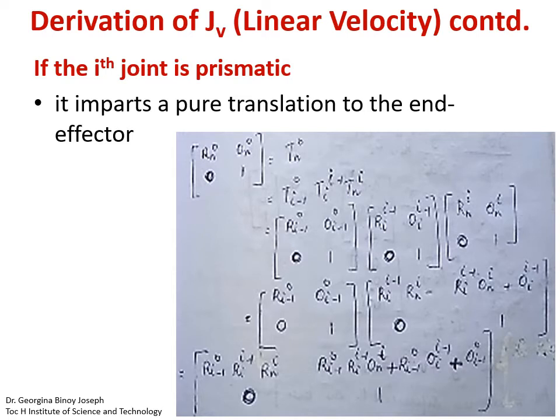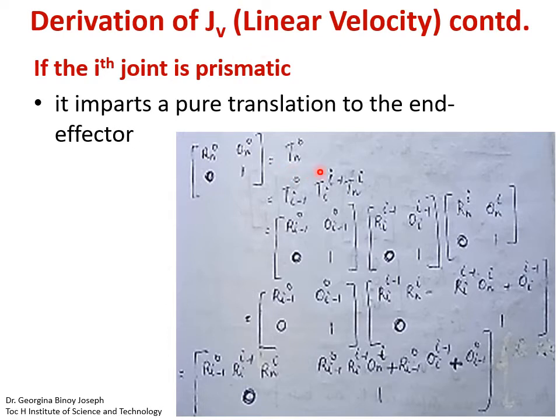Now again we have to see if the joint is revolute or prismatic. If the ith joint is prismatic, it imparts a pure translation to the end effector. So we had seen that because it imparts a pure translation, the angular velocity component was equal to 0. But here we are now considering linear velocity. So we have to check that out right now.